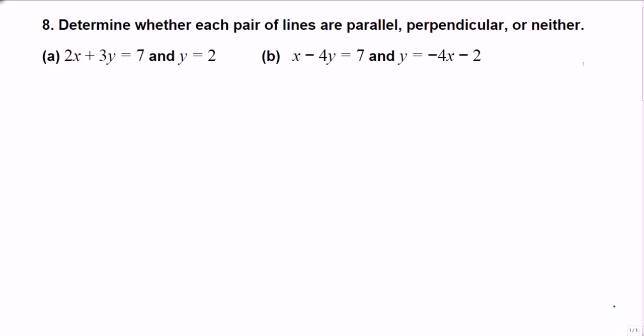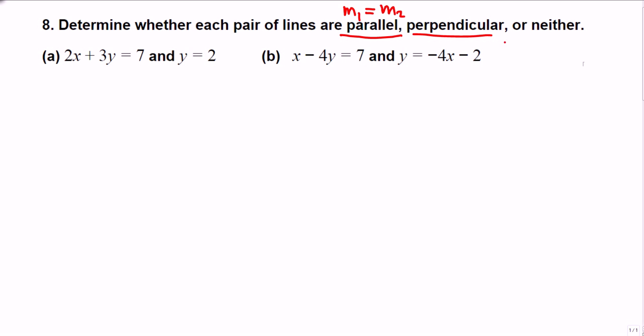Determine whether each pair of lines are parallel, perpendicular, or neither. Parallel means the slopes of two lines are the same. We find the slope of the first line, m1, and the slope of the second line, m2. If they are equal, then the lines are parallel.